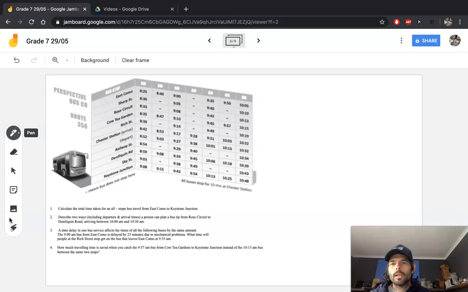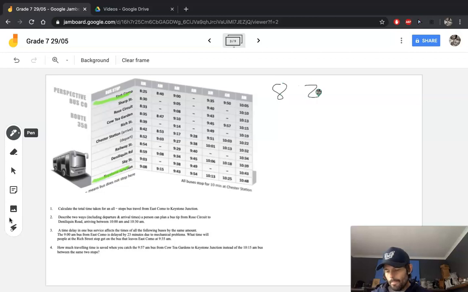First question says, calculate the total time taken for an all stops bus travel from East Como to Keystone. So you'll notice that East Como is our first stop where the bus starts. So there it is there. And you'll notice that Keystone Junction is the last stop. So an all stops means how long does it take to get from East Como all the way to Keystone Junction, including the stops.